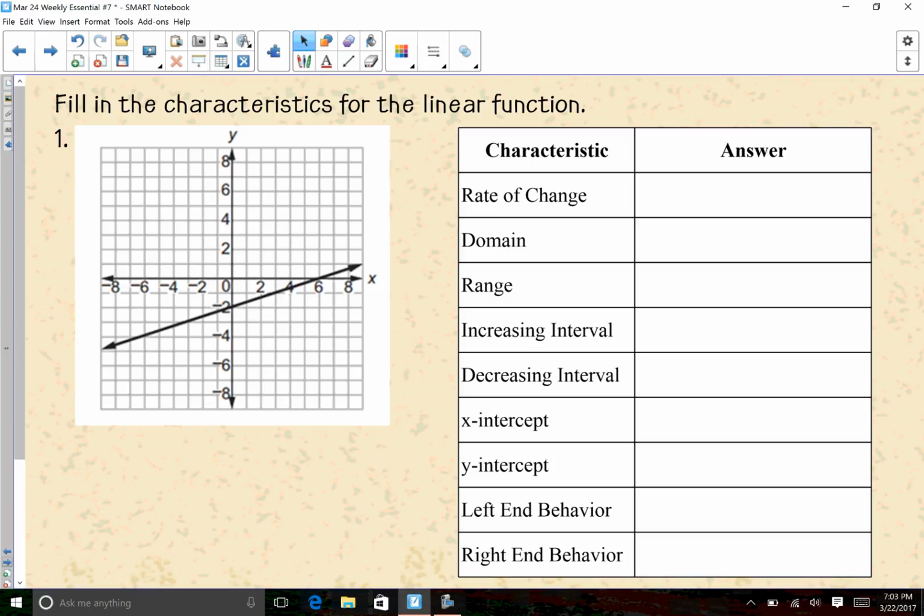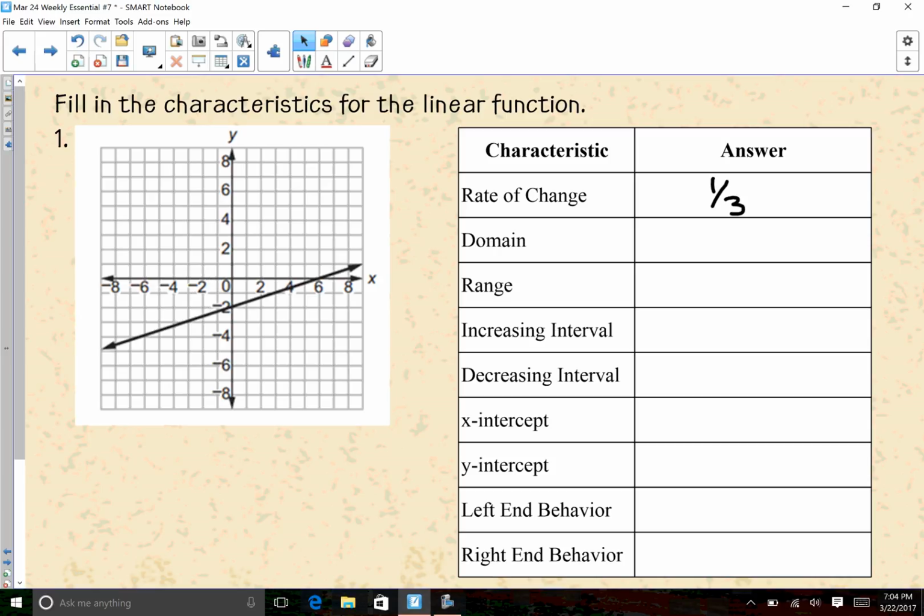Now, to do rate of change, you can choose 2 points that you can easily read, and you can put those points in the slope formula. Or, to do it a little bit easier, let's just use rise over run. So pick 2 points that you can easily read, this one and this one. Draw your right triangle. Your rise is 1. Your run is 1, 2, 3. Therefore, the rate of change is 1/3.